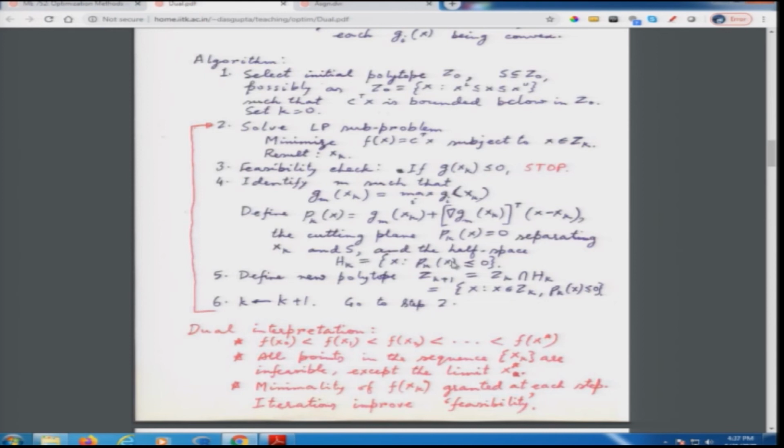So, when we take the intersection between these two, the original Z_k and this half space, which is where this is lower, at x_k this is positive, and anywhere on this plane, this equal to 0 plane, this p_k is 0, and on the domain side it will be negative. So, when we take this intersection we get this polytope that I have shown you here. Now, with this new polytope defined as Z_{k+1}, you solve the linear programming subproblem again.